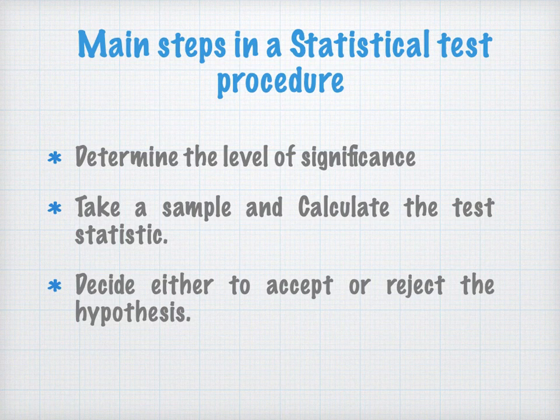So these are the main steps involved in a statistical test procedure, where we define all the things that we need. Then we take a sample, put it into the test statistic, and calculate the test statistic to get a value. We check whether it belongs to the rejection region or acceptance region, and depending on that we decide whether to accept or reject the null hypothesis.